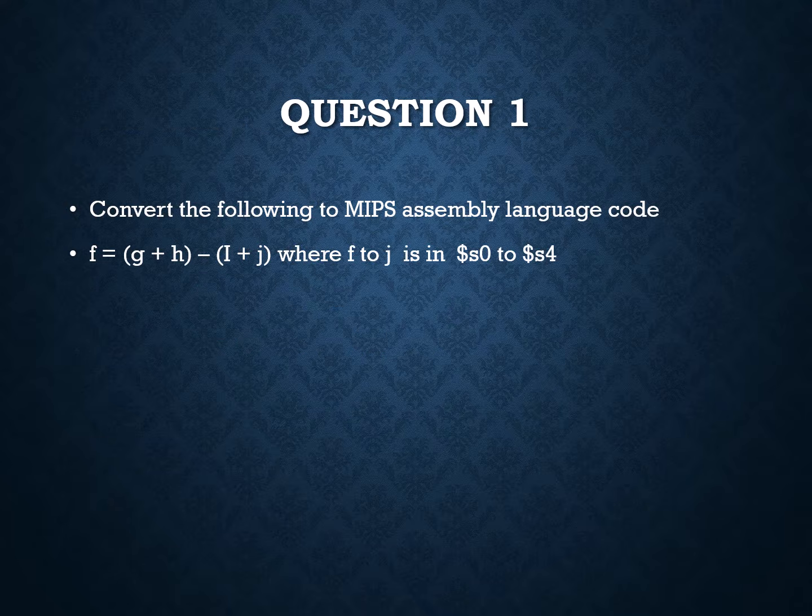Now let us solve one question. We have to convert the following expression to MIPS assembly language code: f = g + h - (i + j), where f to j are in registers $s0 to $s4.